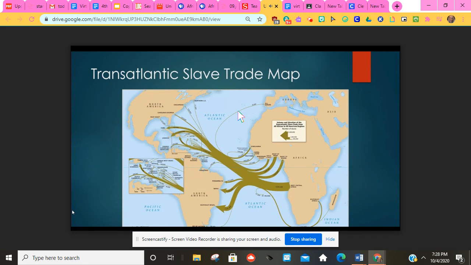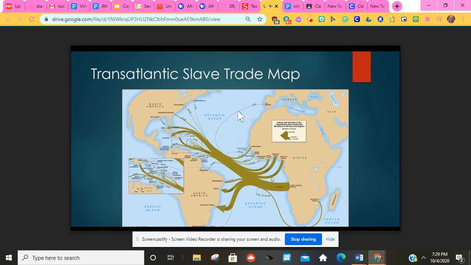Take a look at this map. This is a map of the transatlantic slave trade. Do you see all of these areas here in green? This is the volume and direction of the transatlantic slave trade from all African to all American regions. So this shows you where slaves came from out of Africa, how many, and the route they took and where they went in America.